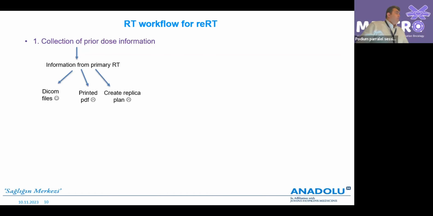Maybe if you don't have it, because we are really receiving a lot of patients from abroad, and sometimes we are doing a replica plan, a copy of the plan.